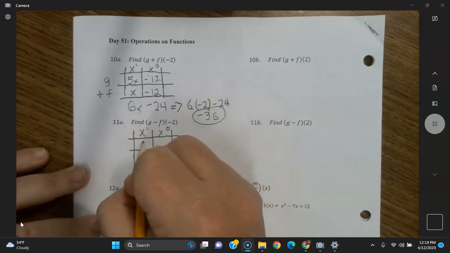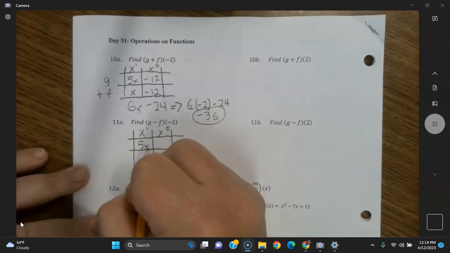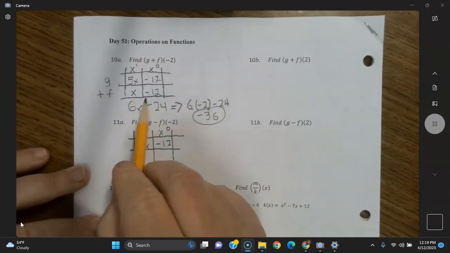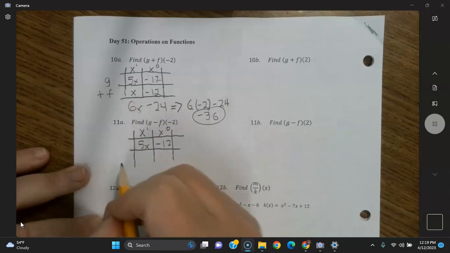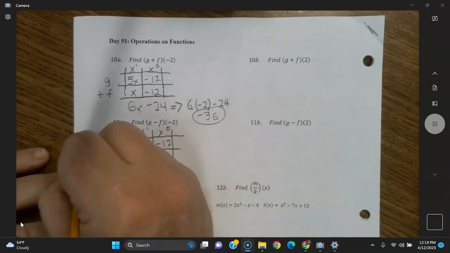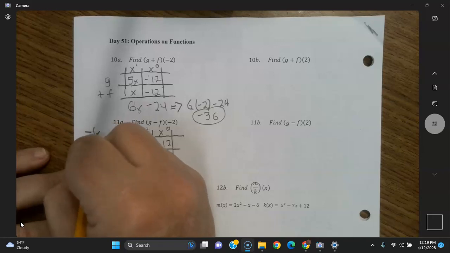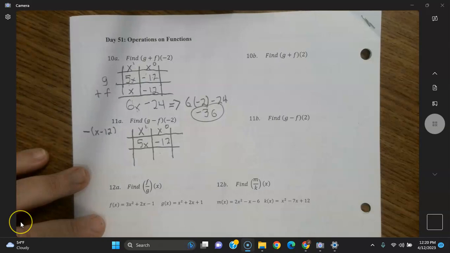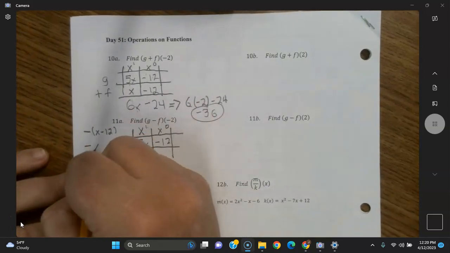Okay, so it's going to be 5x. The top stays the same. The first polynomial stays the same. But the subtraction one, which is x minus 12, we're going to come over here and change it. So it's minus x minus 12. And that's going to be minus x plus 12.